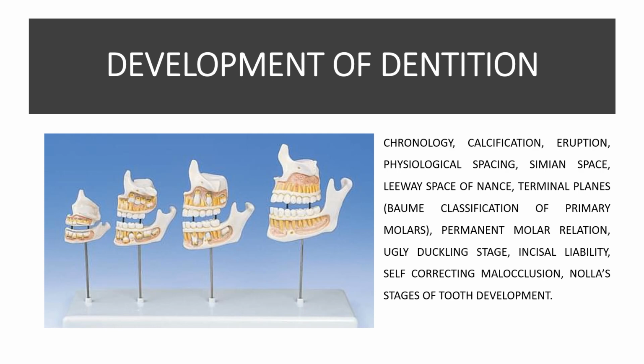then what is the ugly duckling stage, what is incisal liability, and what all will be there to tackle the incisal liability, what is self-correcting malocclusion, what all comes under it, then lastly the Nolla stages of tooth development.